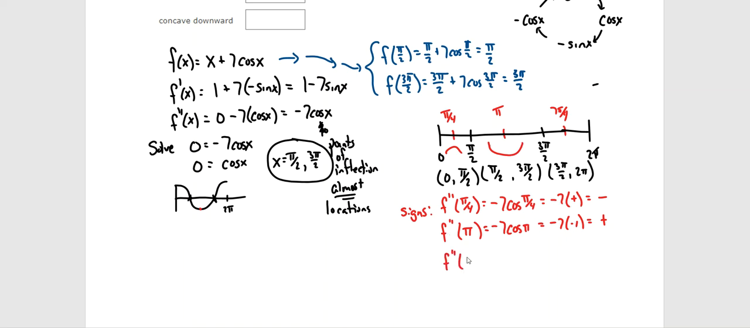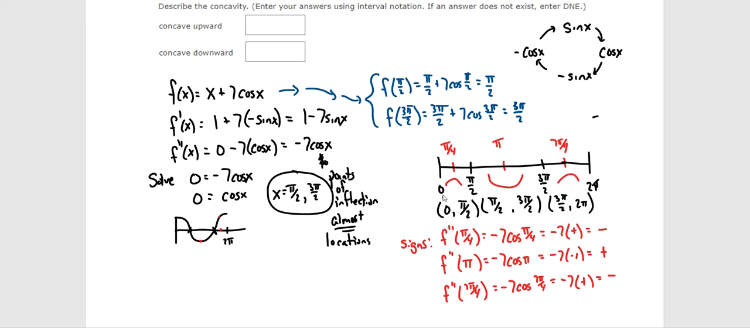Try again. The second derivative at 7 pi over 4 is negative 7 times the cosine of 7 pi over 4. Keep in mind that's here, right? Somewhere in between here. Cosine's positive. It happens to be positive square root of 2 over 2. Again, I don't care what the number is. I just care what the sign is. And so with this, I see that this is down. This interval is concave up. And this interval is concave down.